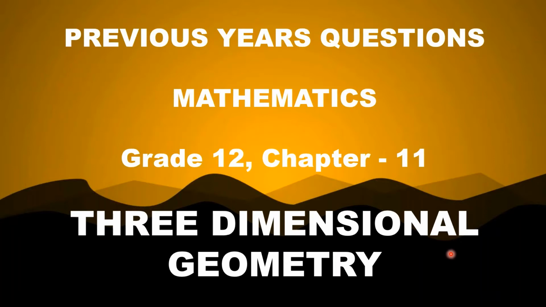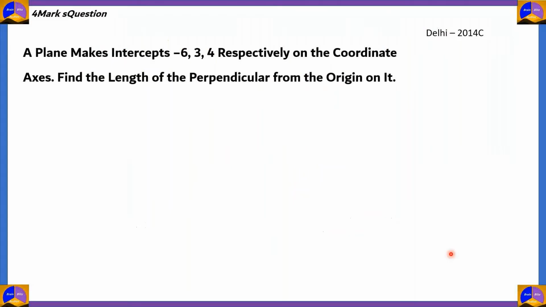Let's begin with the first question, right? Here it is. A plane makes intercepts -6, 3, 4, respectively on the coordinate axes. Find the length of the perpendicular from the origin on it. So let's begin with the question.